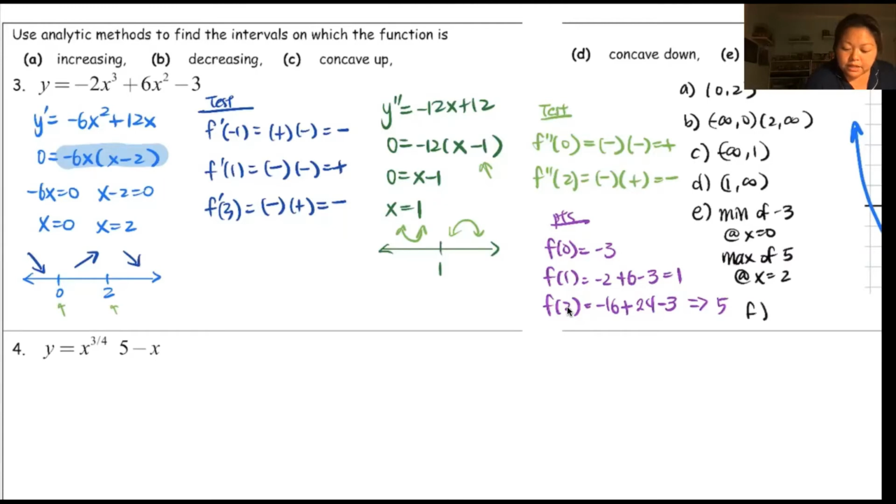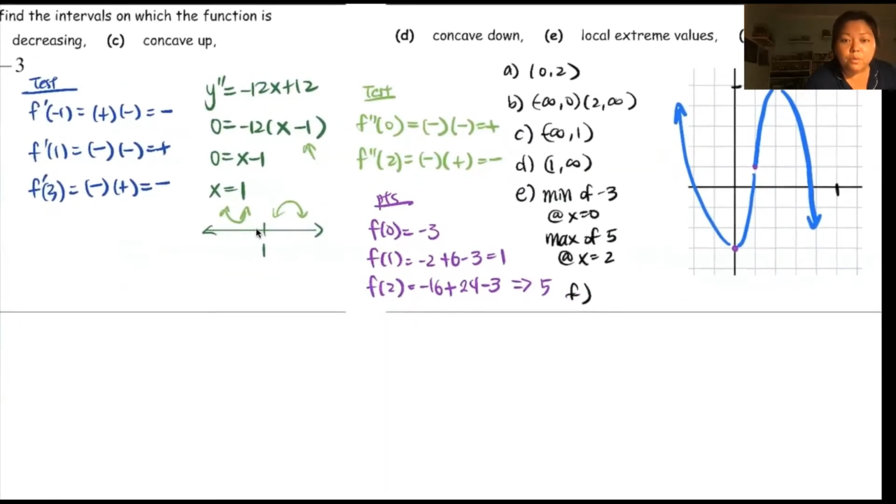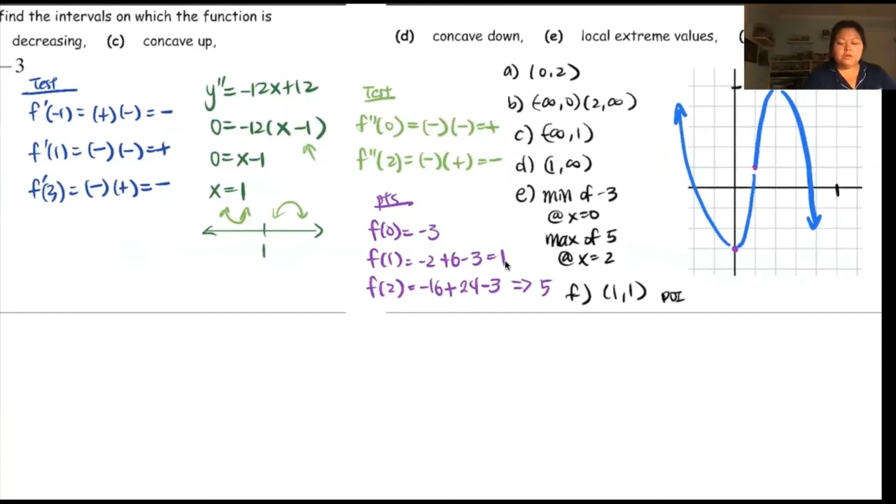And last but not least, where is your point of inflection? We have one point of inflection at 1, and the y value is 1. So your inflection point is at 1, 1. That's your point of inflection, POI. Okay, and that concludes number 3.